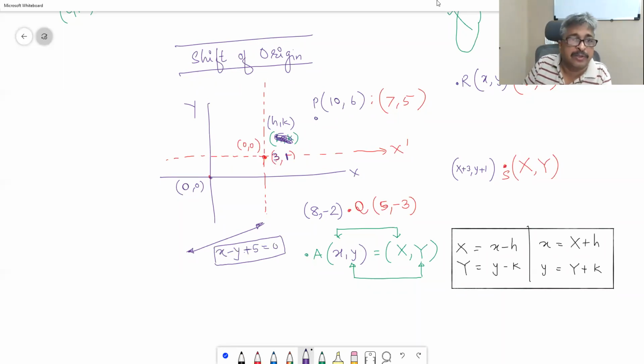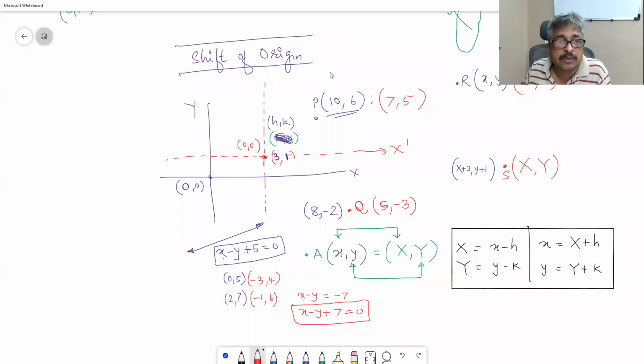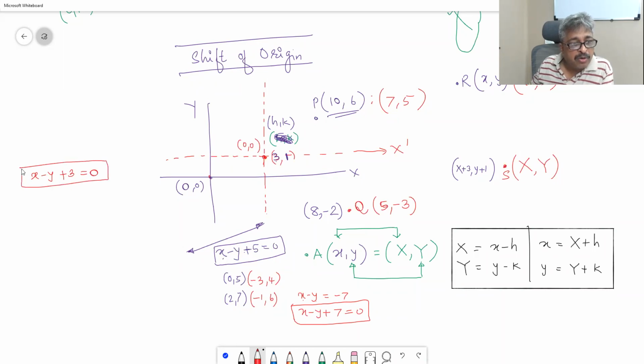This is a good question. You can tell me how the line will look like if the origin is shifted to 3 comma 1. Okay. Majority of the students for this question will give answer x minus y plus 3 is equal to 0. Most popular wrong answer. Okay, we do not know how to deal with this. Therefore, we go back to basics.